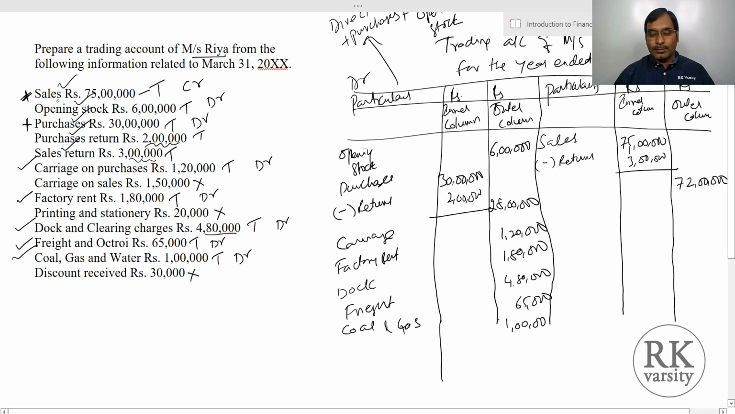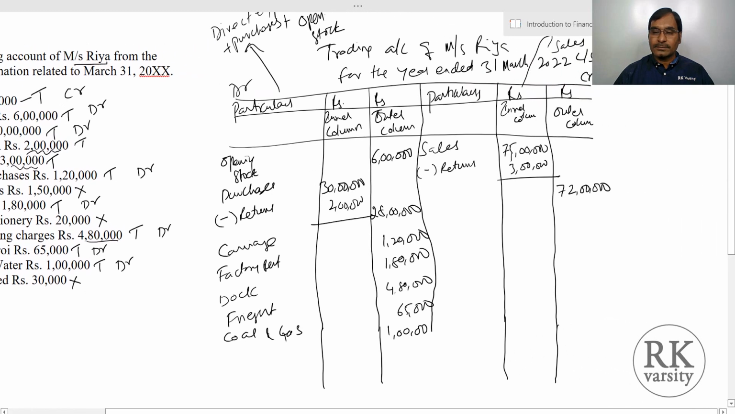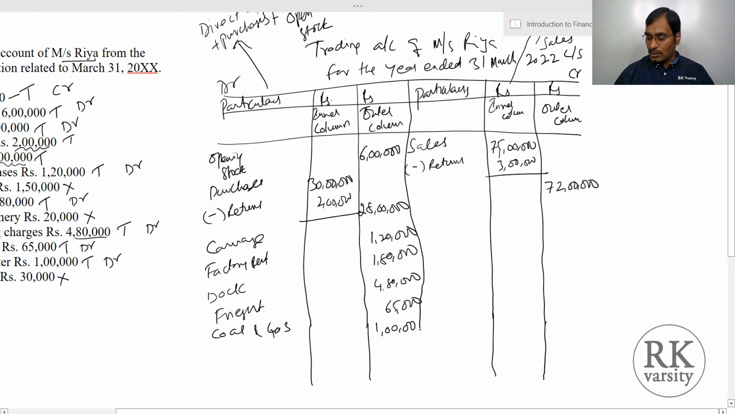So we need to check whether we posted all the entries or not. Carriage on sales is not there. Carriage on purchase we made, this is not there. Discount received is also not there. So we posted all. Then what you need to do is check on which side you have the highest balance. By orally looking at 72 lakhs is here, 28 plus 6, 34, 38, 40. So roughly we have 72 lakhs which is higher on our sales side. So we'll balance this one.